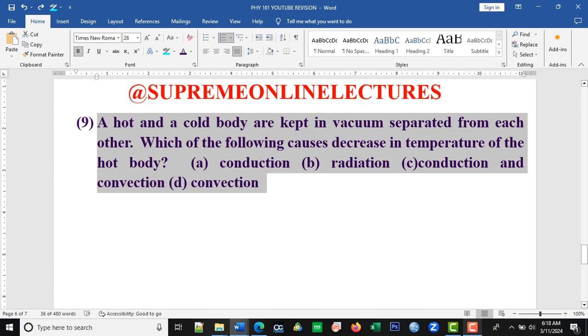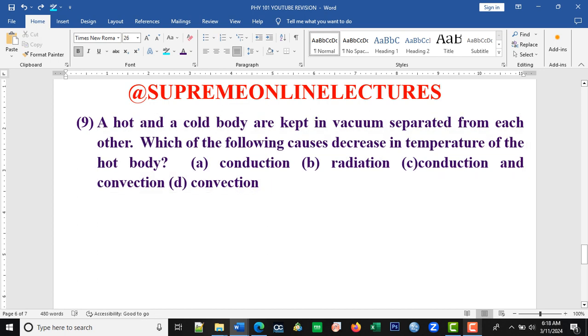This other question here says, a hot and a cold body are kept in vacuum separated from each other. Which of the following causes decrease in temperature of the hot body?